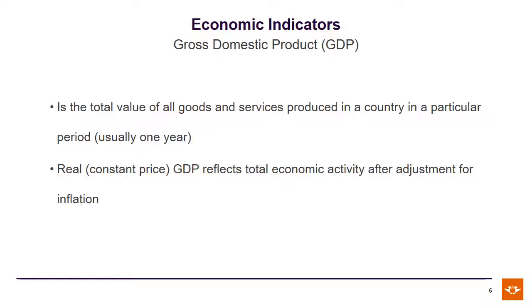We're now going to look at economic indicators in more detail, and we're going to start with GDP, or gross domestic product. It's defined as the total value of all goods and services produced in a country in a particular period, and that period tends to be 1 year. Real GDP reflects total economic activity after an adjustment for inflation. Inflation only allows our money to keep pace with rising prices, so in order to get real growth, there needs to be growth over and above inflation.